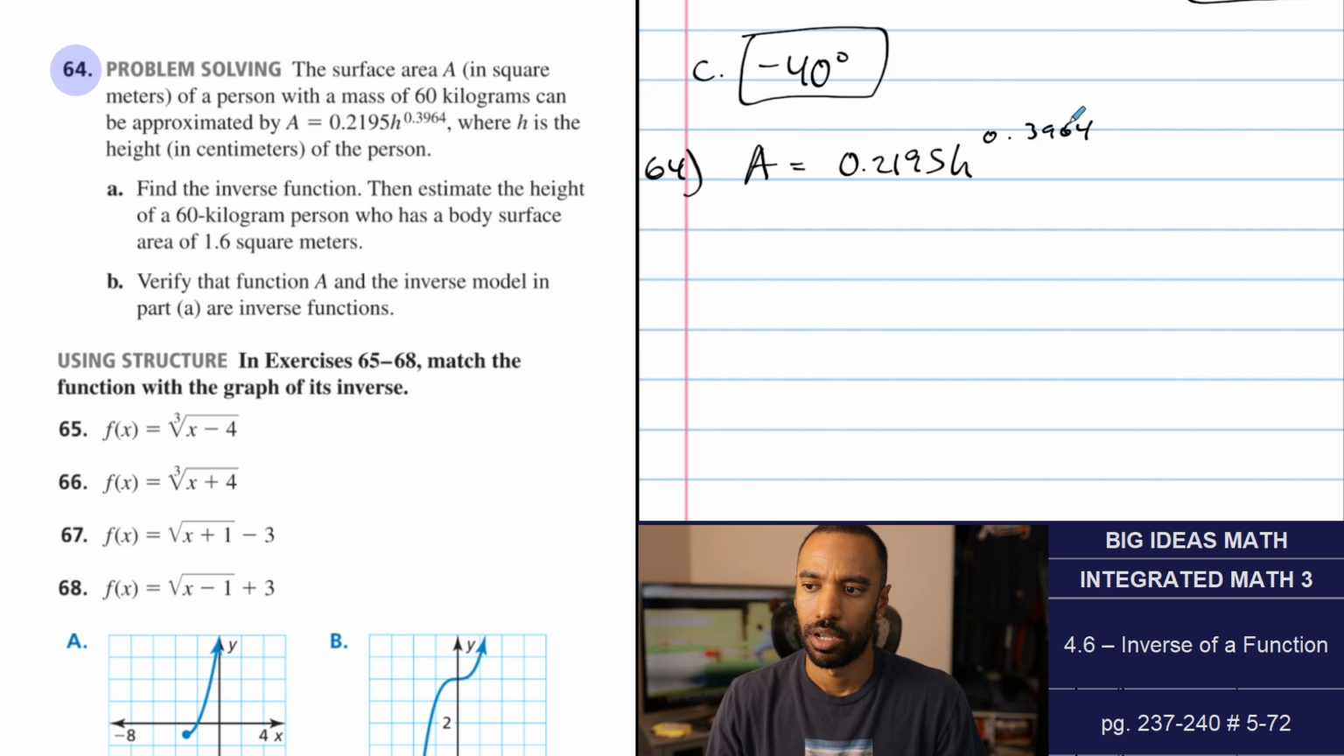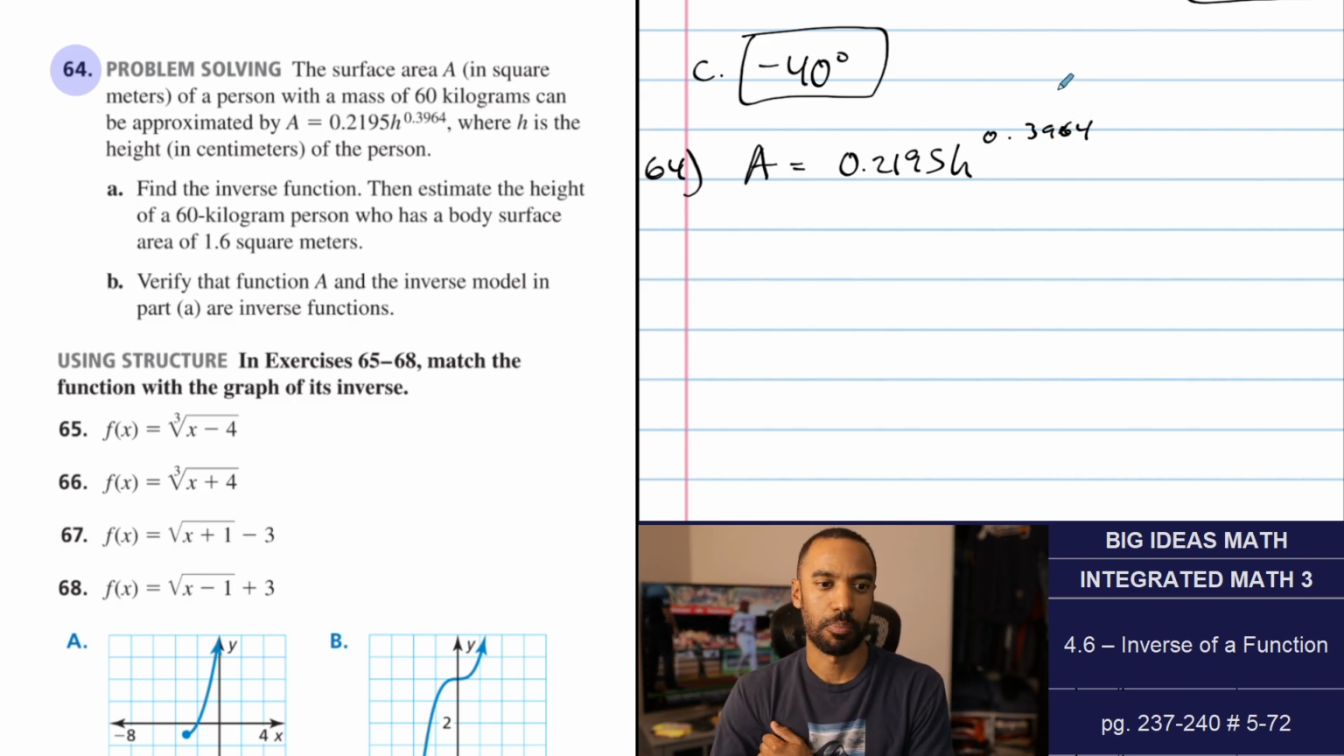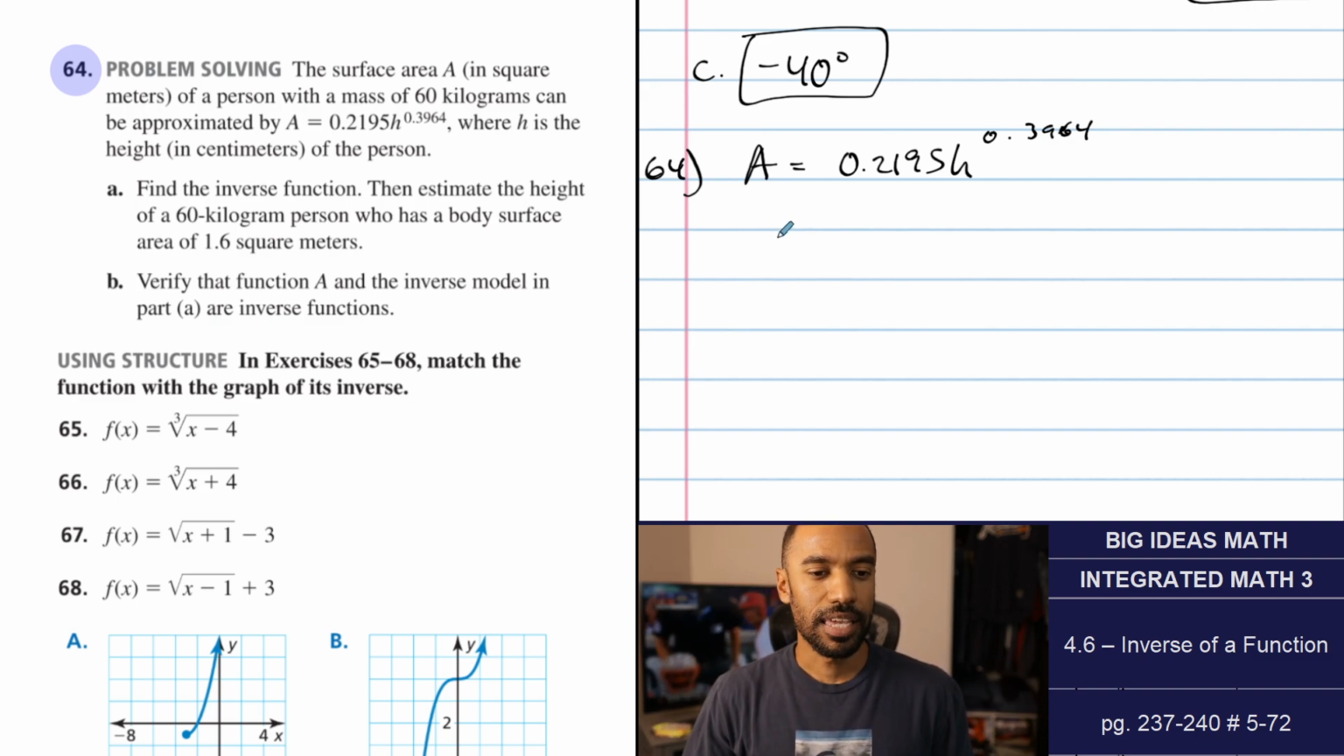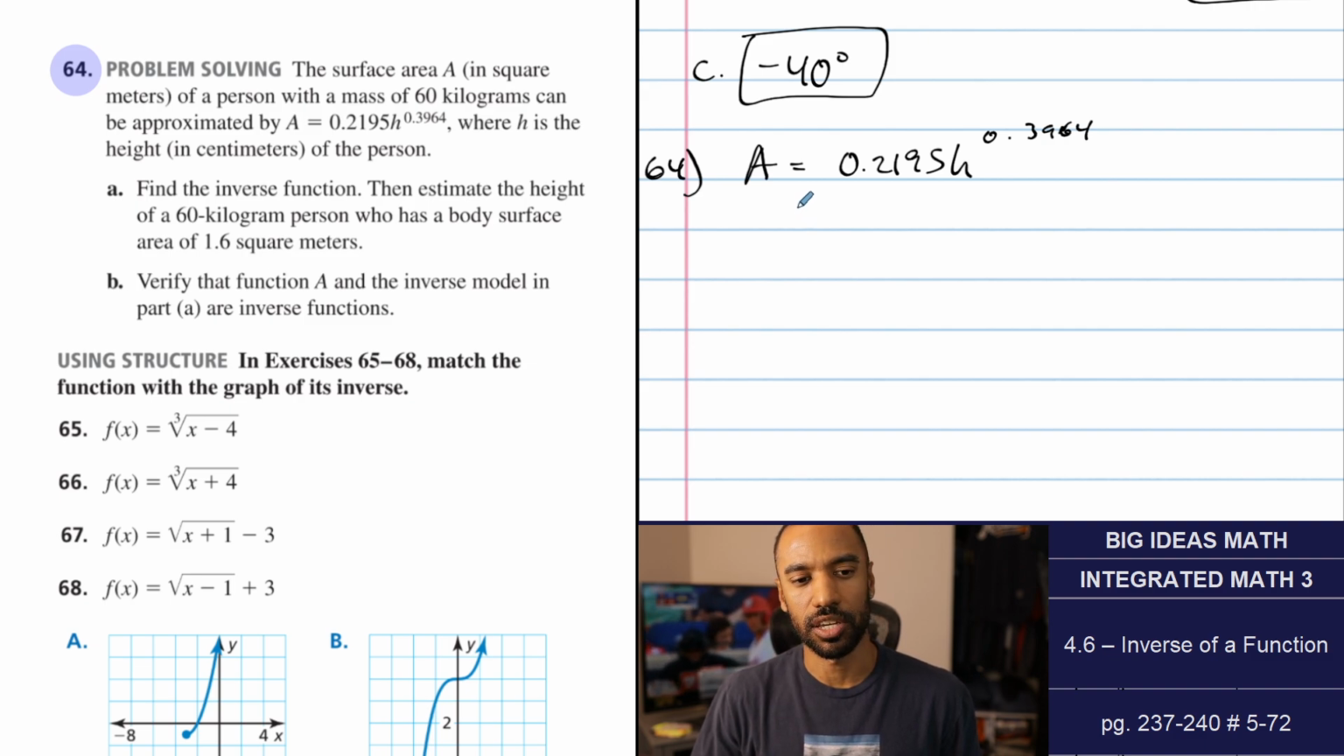0.3964. Okay, where H is the height in centimeters of the person. I don't know how many centimeters I am. I'm not partial to the metric system. Find the inverse function, then estimate the height of a 60 kilogram person who has a body surface area of 1.6 square meters. Is A in square meters? It is.